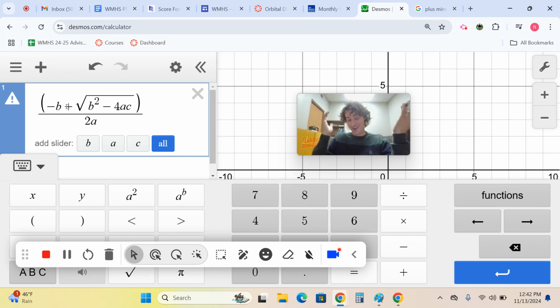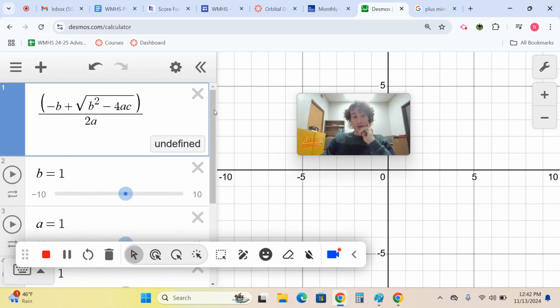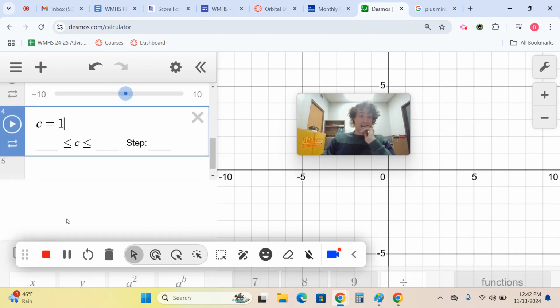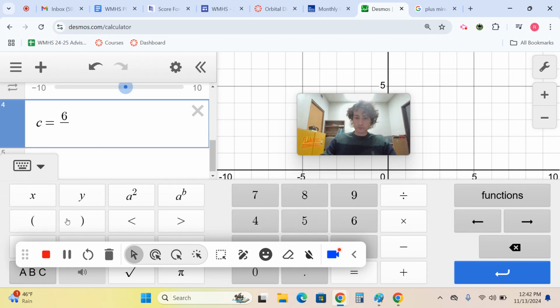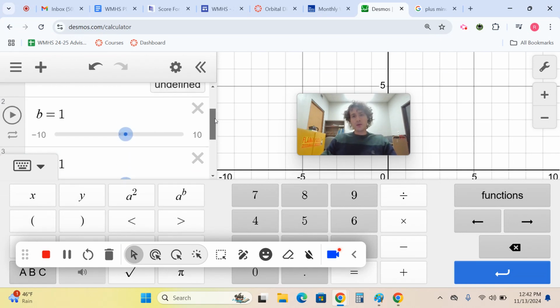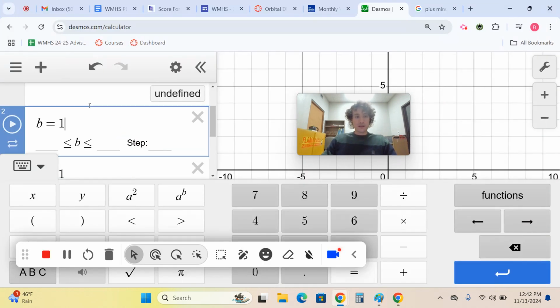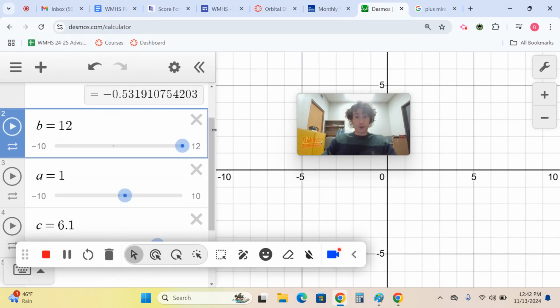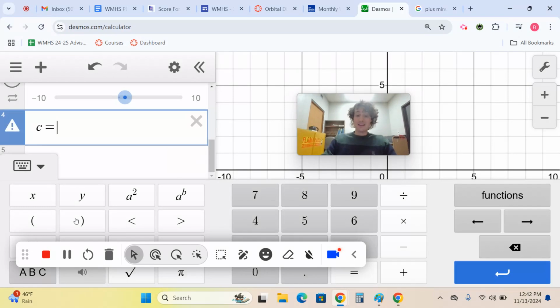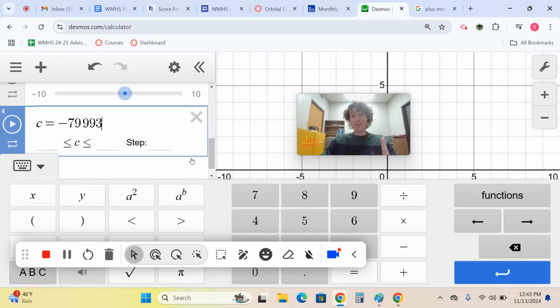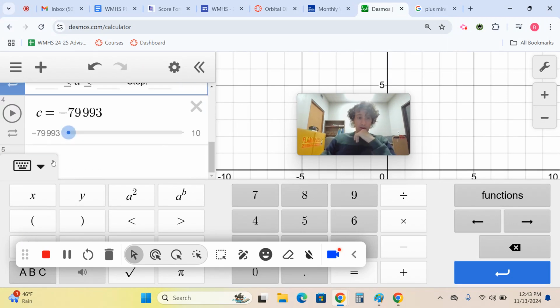So I did all this work for no reason, right? And the nice thing about Desmos is I could say, hey, give me numbers. So my A was what, 6.1? My B was 12, I think. Yeah, 12. And then C, very importantly, is negative. Oh, I put C as this. Oopsie daisy. Sorry. Negative 79,993. Very important that it's negative. Very, very important. Otherwise, it won't work. And then A, we set with 6.1. Sorry about that. And you're going to get one solution to the quadratic. Let's see if it pops up.